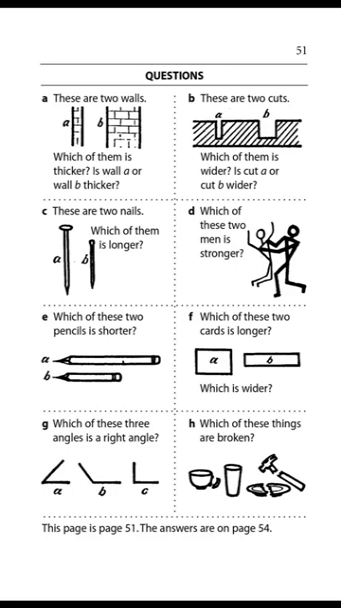Card A is wider. G. Which of these three angles is a right angle? Angle C is a right angle. H. Which of these things are broken? The cup, the hammer, and the plate are broken.